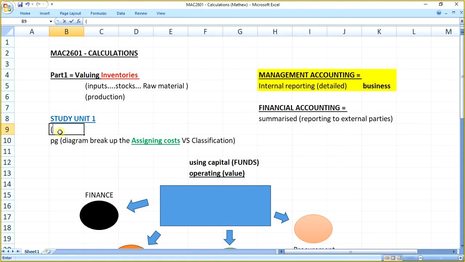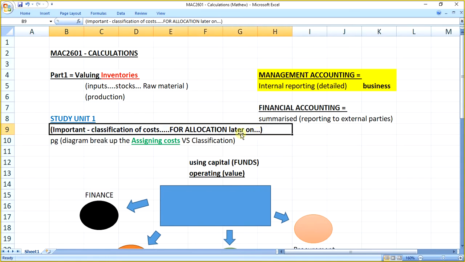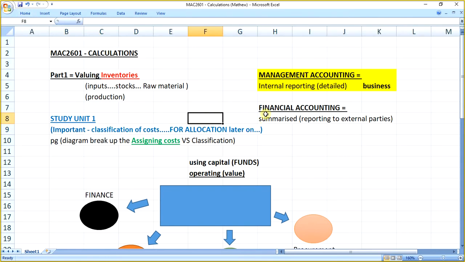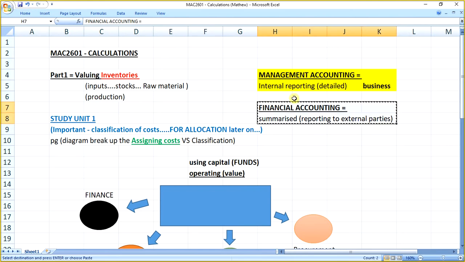Okay, so I'm just going to summarize here at the top. Study unit 1, important. It's just looking at classifications of costs. And why is that important? For allocation later on, and that would be the cost drivers. But that's a bit later. As long as you've got the classification right, then you should be able to allocate it correctly, depending on what they've given you.